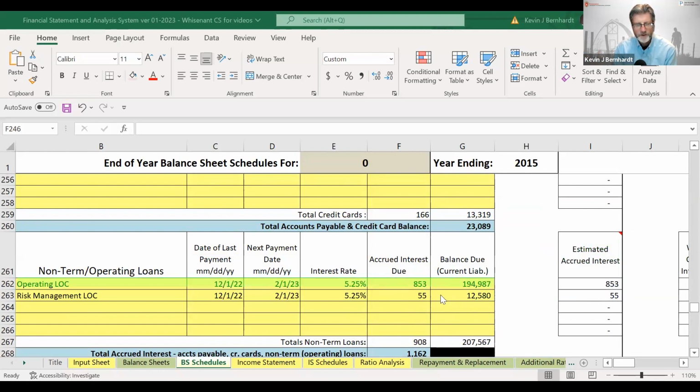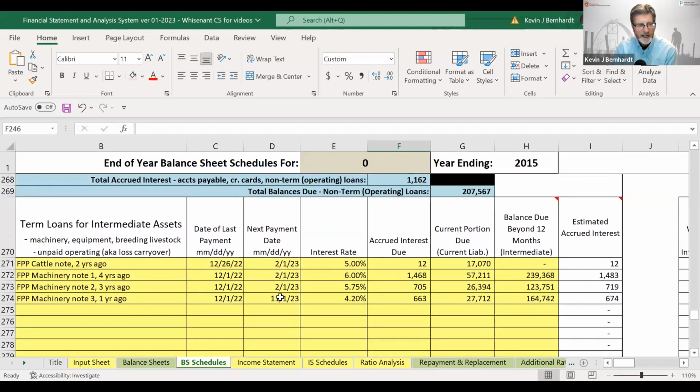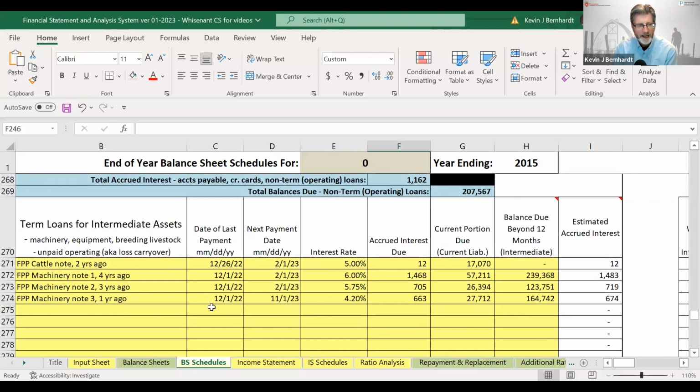And the balance due on our operating loan is currently, the principal balance is currently $194,987. We also have a risk management line of credit, and you can see the information that's there for that one. Okay, so that takes care of some of our current liabilities that we have. Let's look at some of our longer term liabilities.